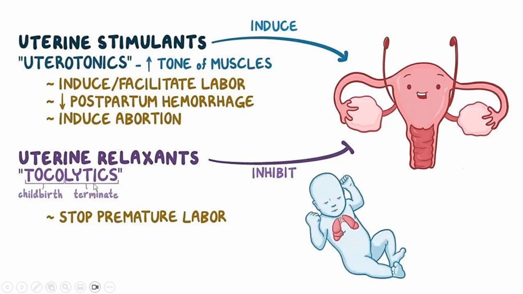Whereas uterine relaxants are tocolytics. Toco means childbirth, lytic means terminate. It means it prevents the uterine muscle from contracting, it inhibits. It's basically used for stopping premature labor.